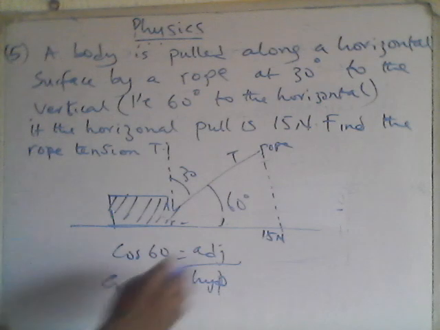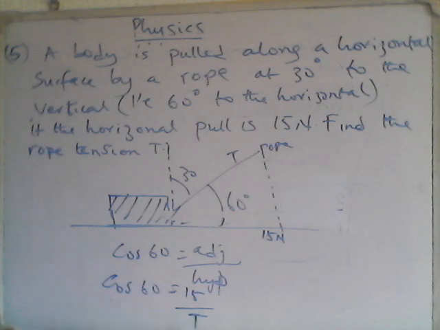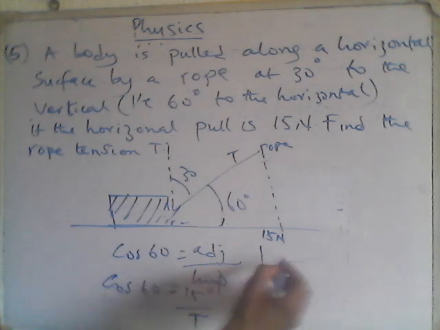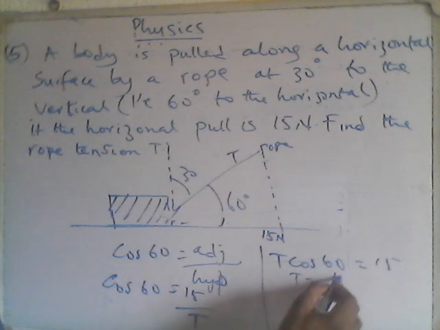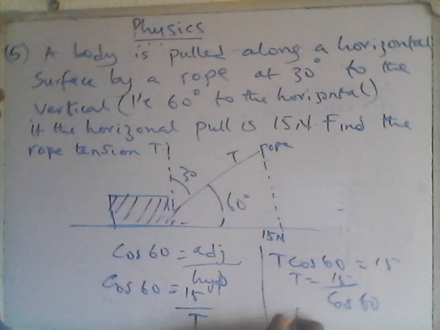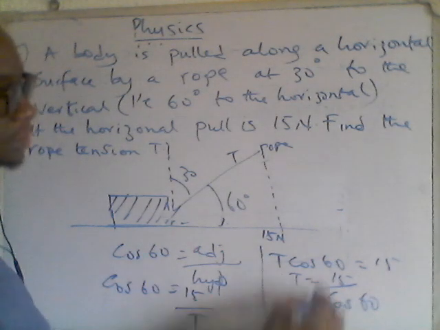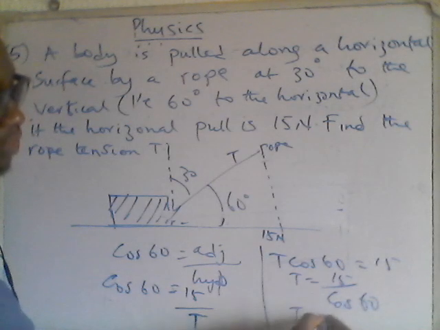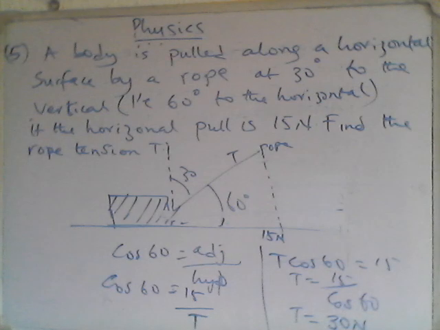Cos 60 is equal to adjacent, adjacent is 15, and hypotenuse T is what I'm looking for. Okay? So we'll go on and say T cos 60 is equal to 15, and T is equal to 15 over cos 60. Cos 60 is actually 0.5. So by the time you do that, 15 over 0.5 will give us 30 Newton. So the tension on the rope is 30 Newtons.